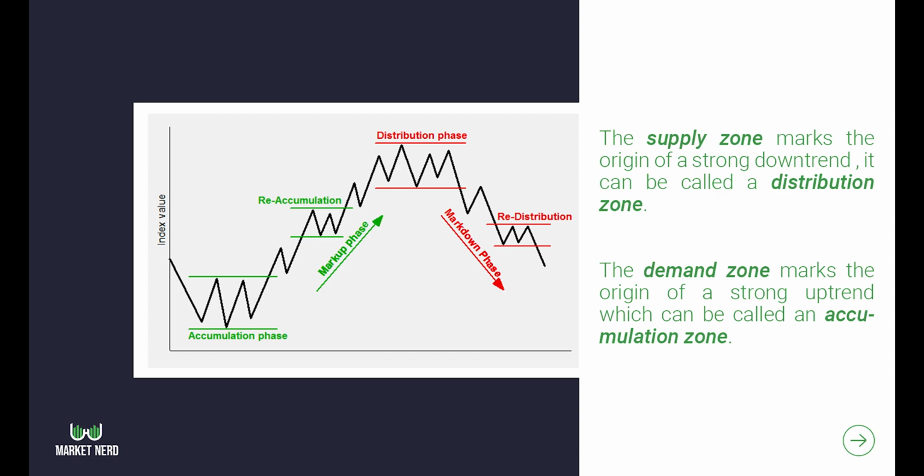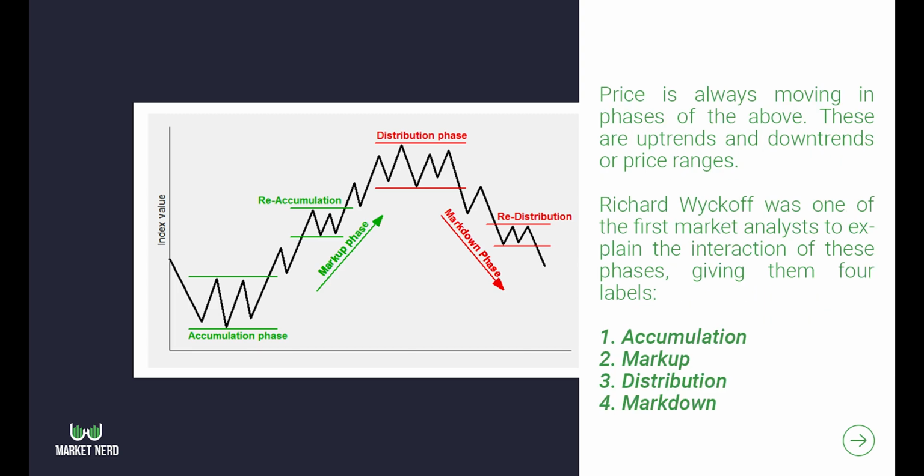Let's make it easier. Let's talk about the three simplest concepts in trading financial markets. Think about it. If demand is greater than supply, the price goes up. When demand is equal to supply, the price goes sideways. And when supply is greater than demand, the price goes down. Price is always moving in phases of the above. There are uptrends and downtrends, or price ranges.